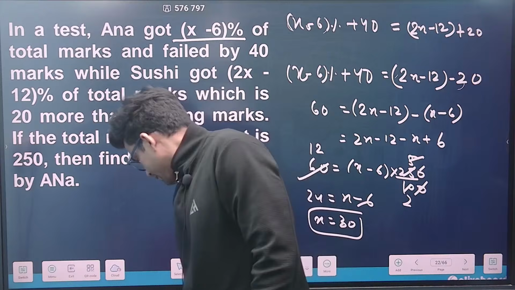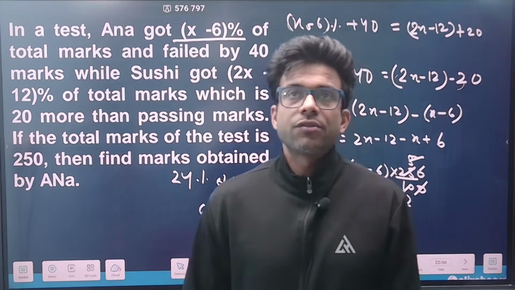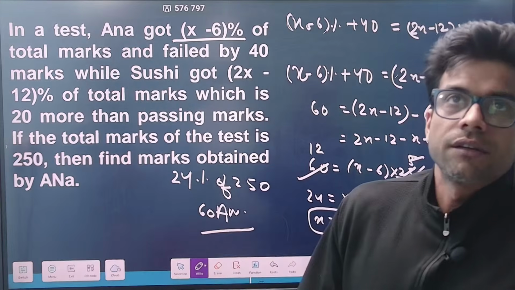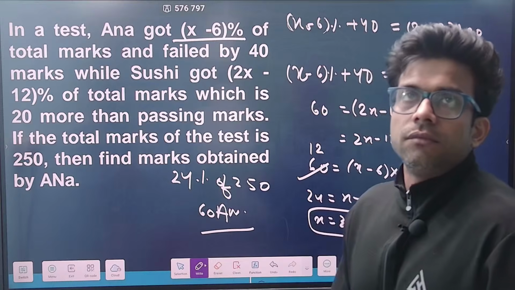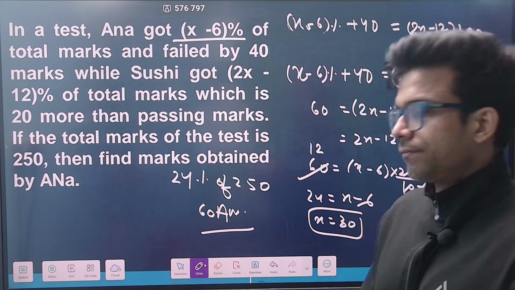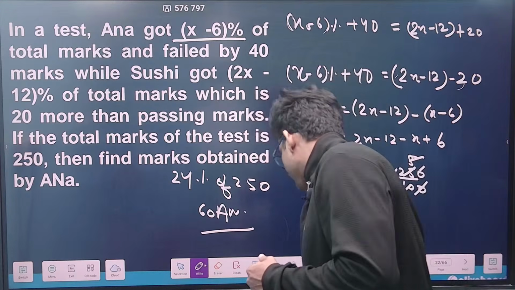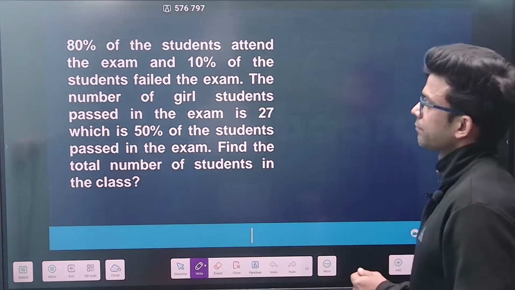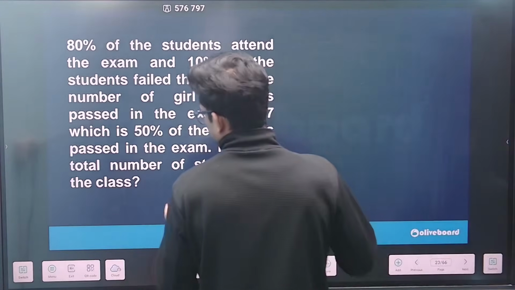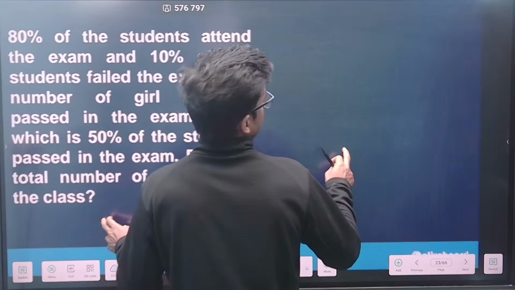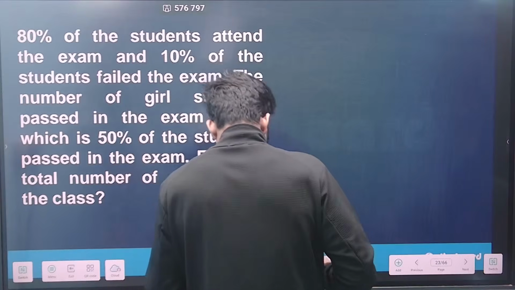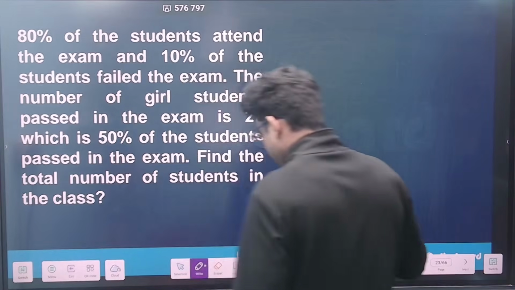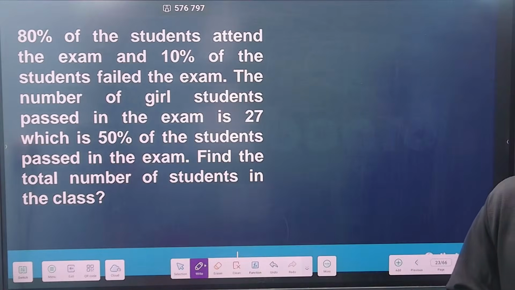I think we should go for the next question. Next question की तरफ जाते हैं. चलो. Now come on, try this. Please do share the session now.